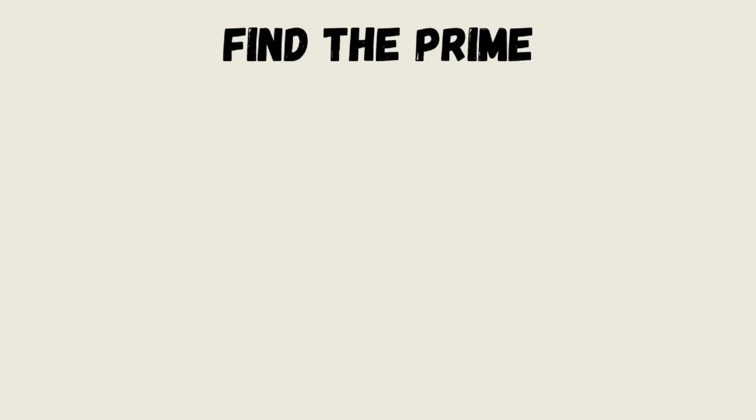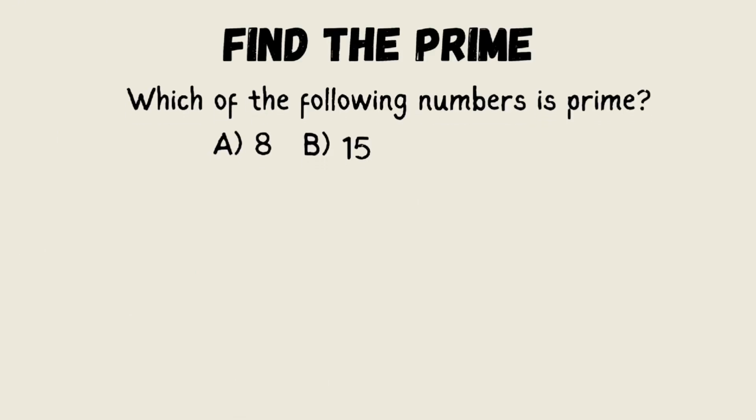Okay, so the challenge here is to find the prime. Which of the following numbers is prime? 8, 15, 21, or 23? So let's just go through the answer choices. For answer choice A, which is 8, 8 is divisible by 2 and 4. So it has more than two factors and it is not prime.